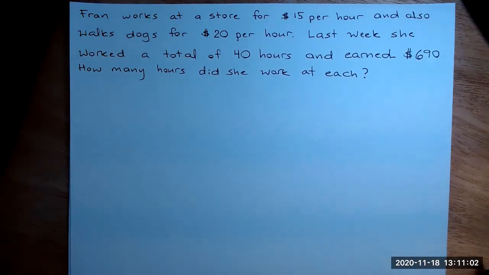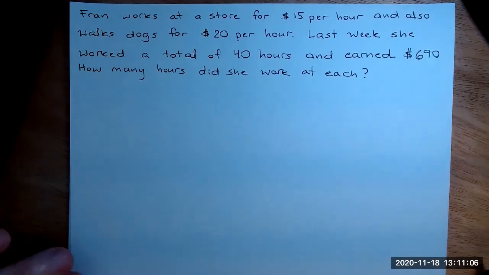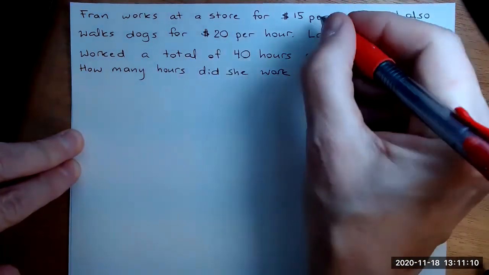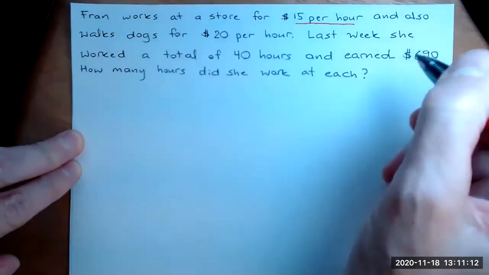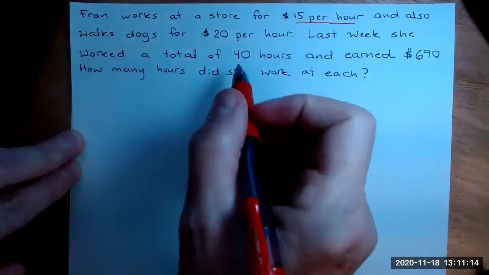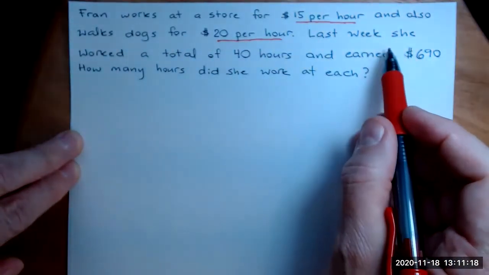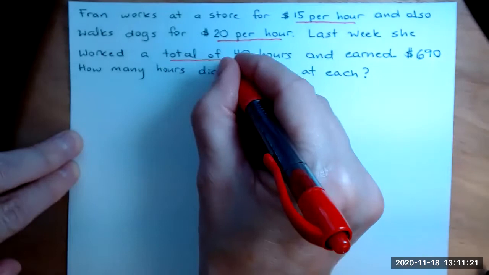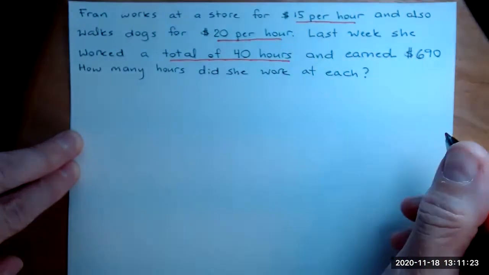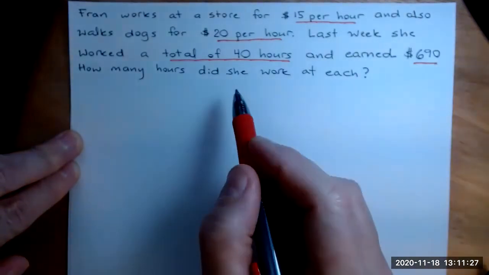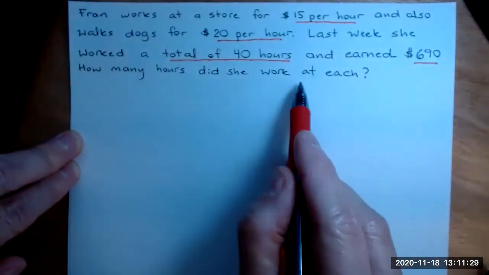All right, this one's extra challenging. Let me show you why. Fran works at a store for $15 per hour and also walks dogs for $20 per hour. Last week, she worked a total of 40 hours and earned a total of $690. How many hours did she work at each?